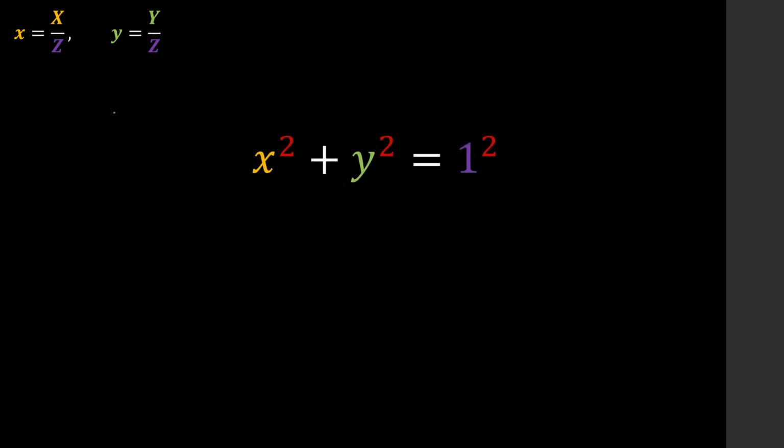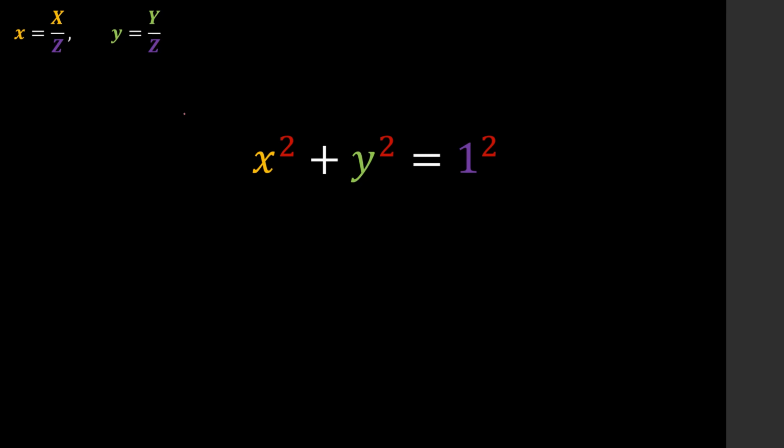And so now we've changed our equation into small x squared plus small y squared equals 1 squared. And you can see this by just substituting big X over big Z into the small x, and big Y over big Z into the small y, and you'll see that if I multiply through by z squared, then I get the same equation as I had before.